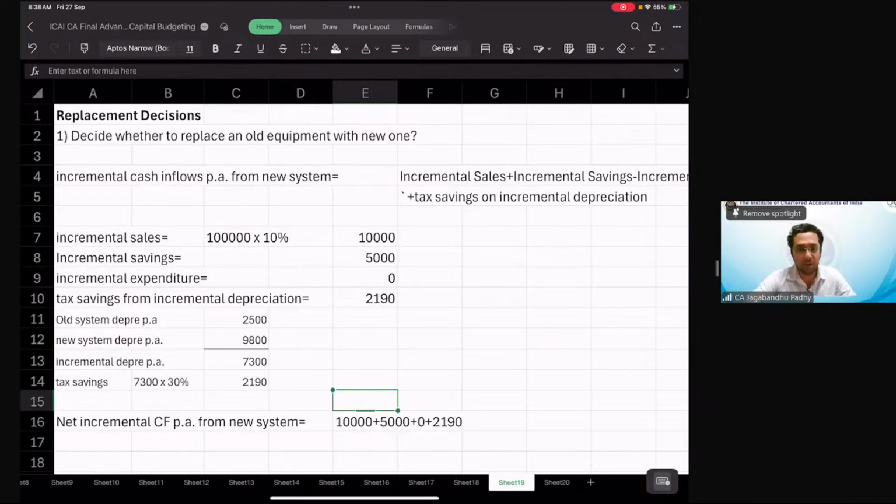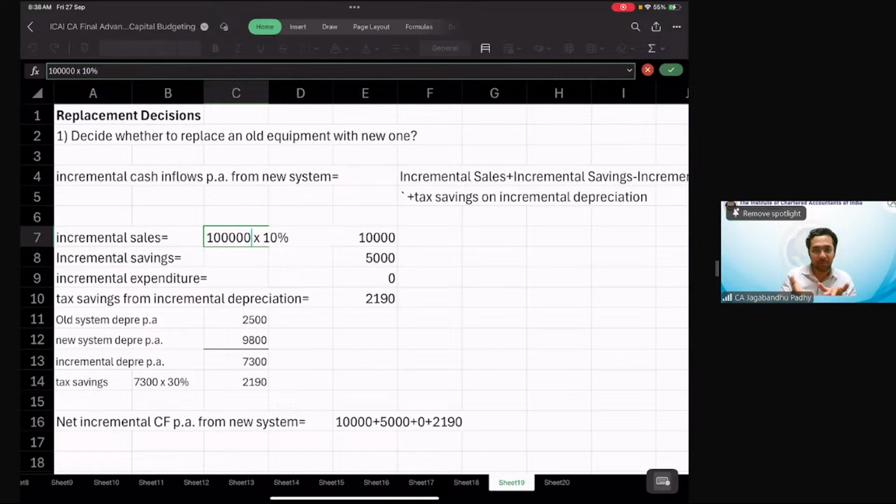Is it 17,190? Can I take 17,190? You're forgetting one thing, guys. Incremental sales and savings. How can we take it before tax? Yeah, this also has to be considered after tax, right? Basics of capital budgeting, after tax cash flows.